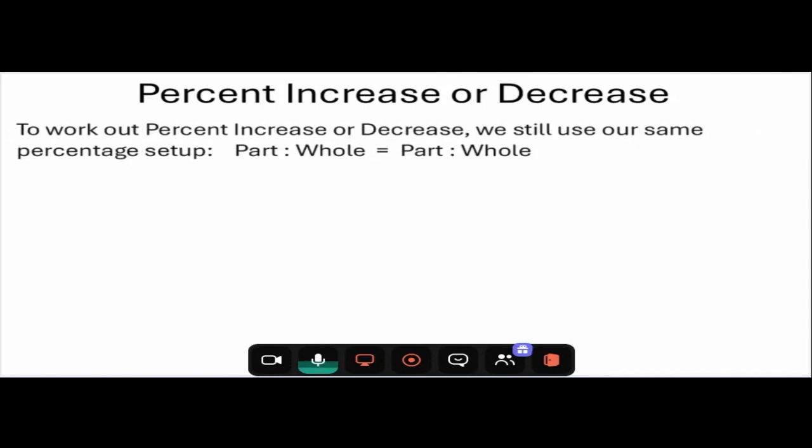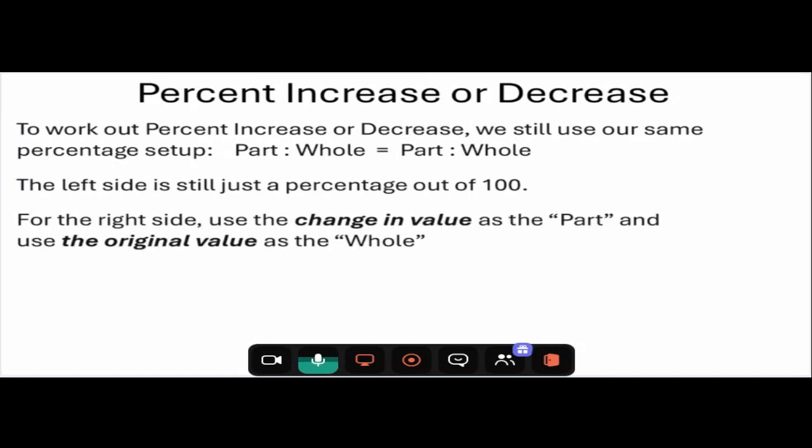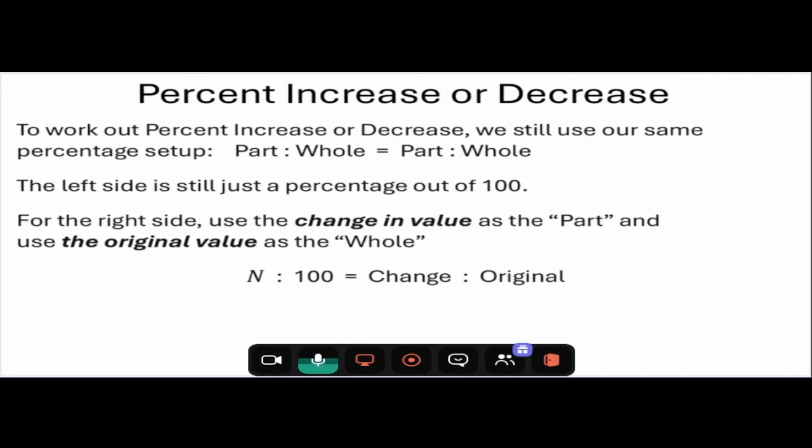So we still use the same setup, the part to the whole and the part to the whole. The left side is still going to be the percentage out of 100. The right side, though, we have a special little system. So we use the change in value as the part. So how much it went up or how much it went down, just as a positive number. And we use the original or the starting value as the whole. All right, so we're gonna give that a try. Yeah, so it's gonna look like that.